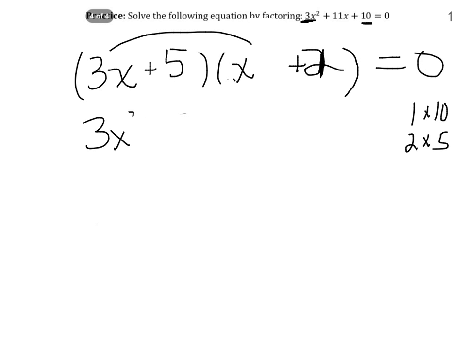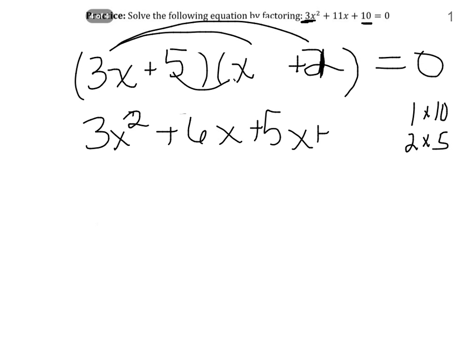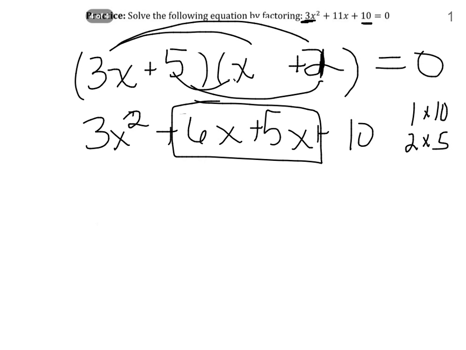3x squared plus 6x plus 5x plus 10. These will combine together, and so we'll have 3x squared plus 11x plus 10. Good, so we found our factors.